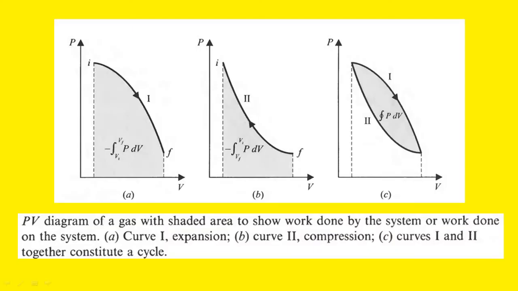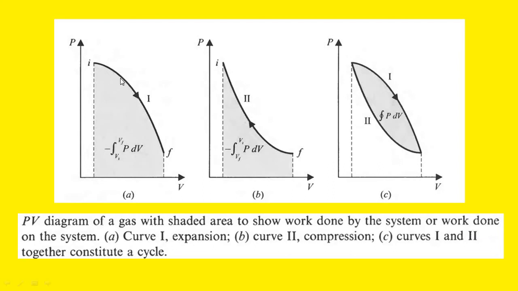Here you can see this is the PV diagram of a gas with a shaded area to show work done by the system or work done on the system. And this first curve is for expansion. You can see the arrow mark. Volume is increasing from here to here, so it is expansion. And we are considering work done as area under the curve. That you can prove very easily.